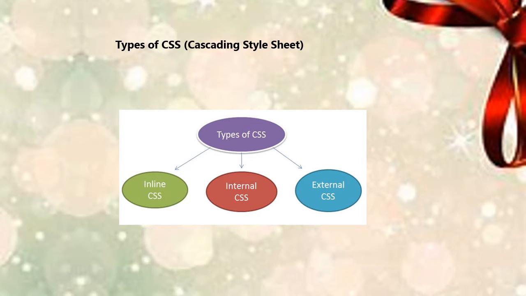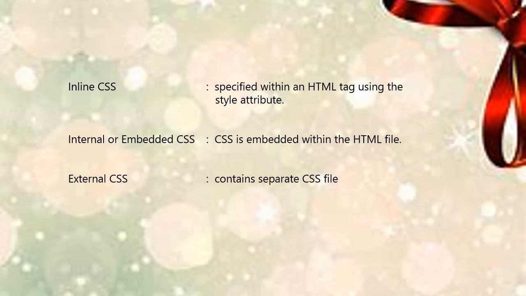There are three types of CSS. They are inline CSS, internal or embedded CSS, and third is external CSS. Inline CSS contains the CSS property in the body section, attached with the element, known as inline CSS. This kind of style is specified within the HTML tag using the style attribute.